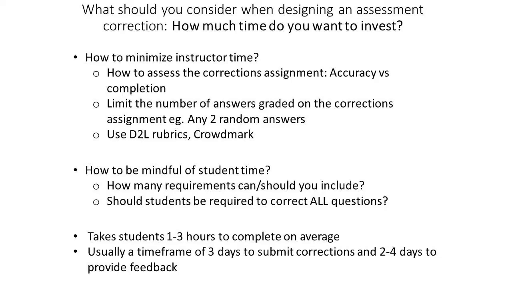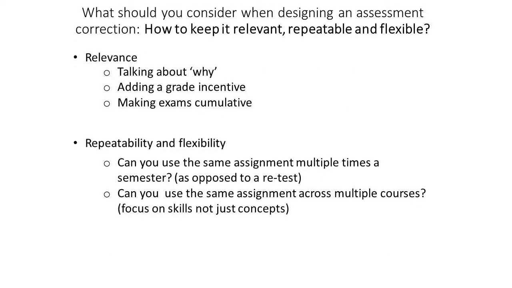Just to give you a brief time frame, we give them 3 days to submit the corrections when we hand out the graded assignments. And it takes me about 2 to 4 days to get it done. For a class of about 100 students, it normally takes me, I want to say, 4-ish hours to go through everything and grade it. That's about the time commitment you're looking at if you set it up like I've set it up. So how do you keep it relevant, repeatable, and flexible?